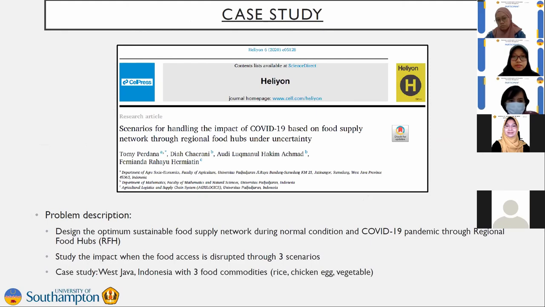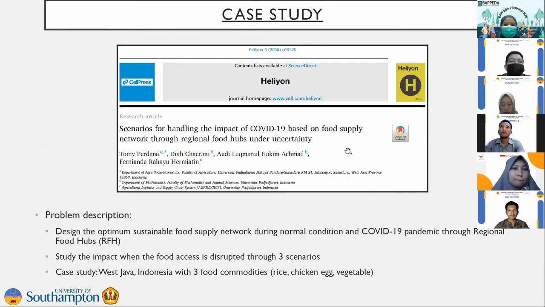So for now, ladies and gentlemen, we will take one of the case studies that we published last year at the early stage of COVID-19. I would like to explain a little bit about the problem. What is actually the problem discussed here? This is an article about the design of an optimum sustainable food supply network. It is not designed only for the COVID period; we can also use this for any certain conditions, meaning that we want to create an optimum sustainable food supply network by proposing regional food hubs.